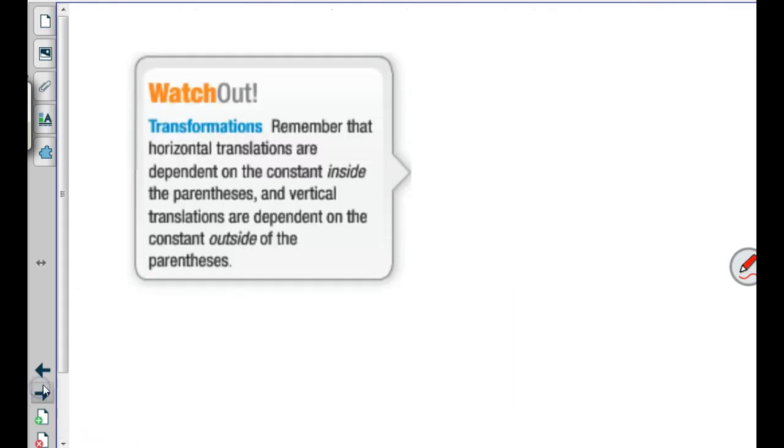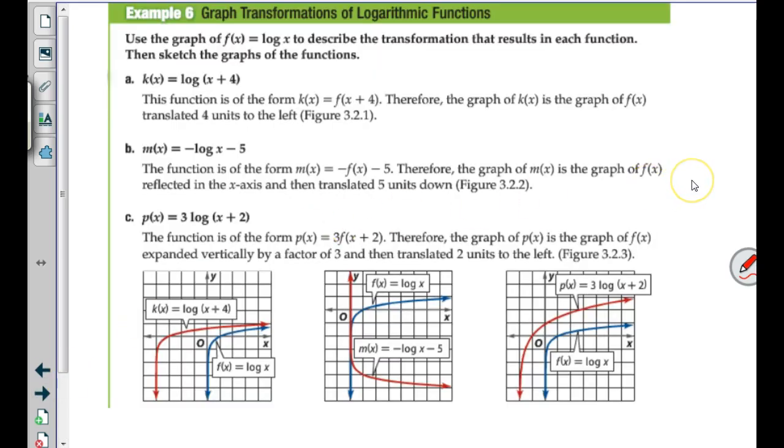All right. Remember that horizontal translations are dependent on inside. Outside, we're good with that, I hope. Okay, so tell me what's going on here. What are these translations? What does this do to a log graph? Left 4. What two things are happening here? There's no parentheses, guys, so therefore the parentheses are like this. Down 5 and reflected across the x. Which do you have to state first?